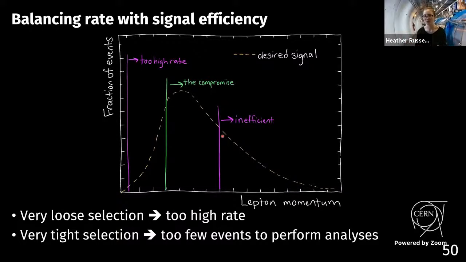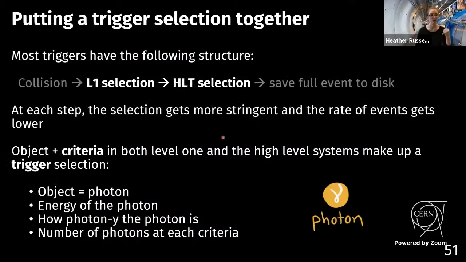Now, with all of this together, with understanding now the system and our efficiencies, we can put a trigger selection together. So most triggers have the following structure. We start with our collision, right? It sends something in, and then we have a level one selection that feeds directly into some high level trigger selection. And then if it passes, we send the event out to disk, right?